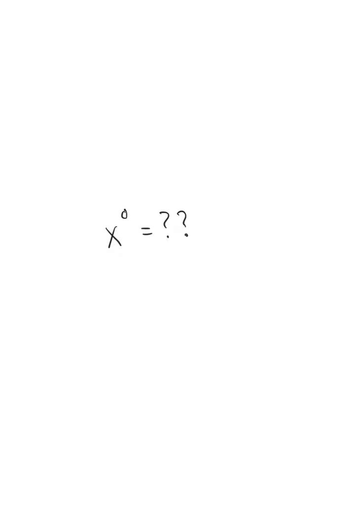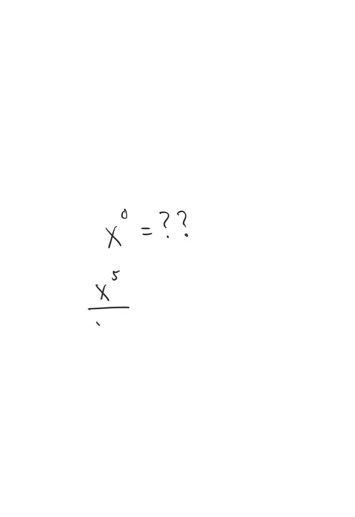So for this problem, it's just like the others, but there's one little twist. You've got that power of 0. So let's think about what that means. X to the 0th power. That's an odd one.